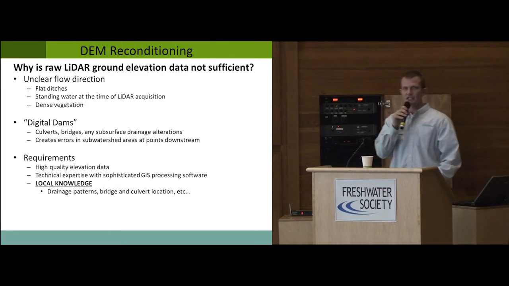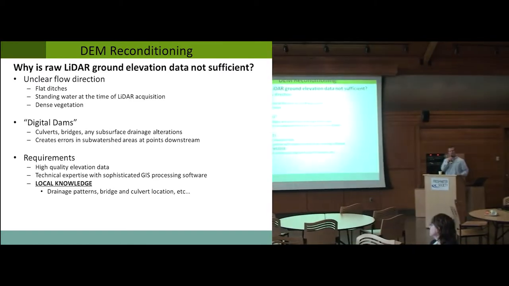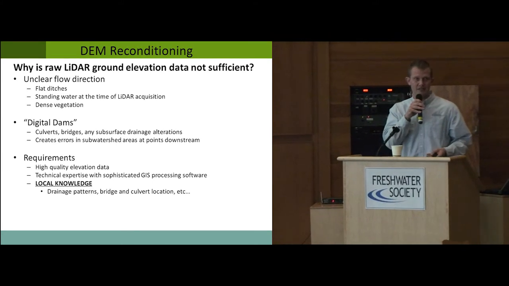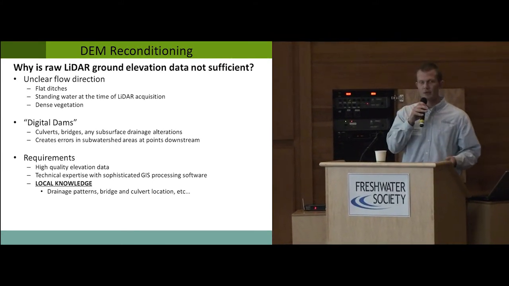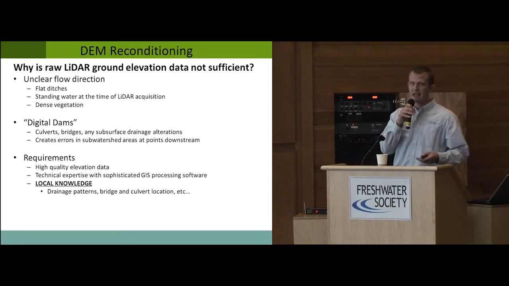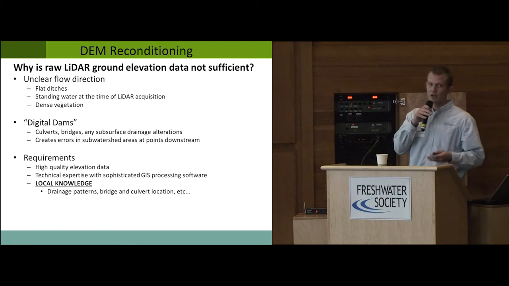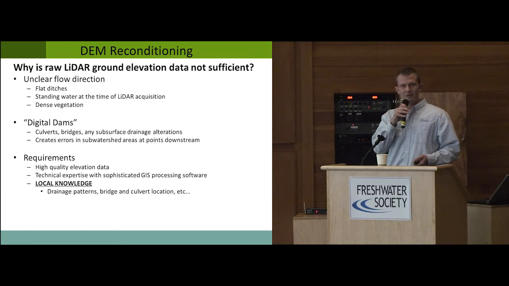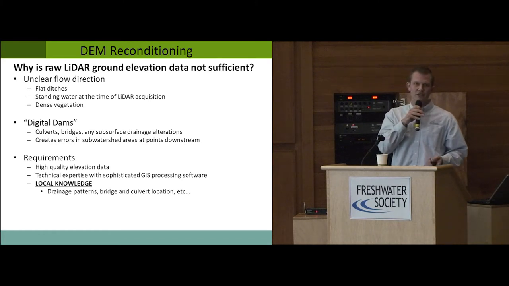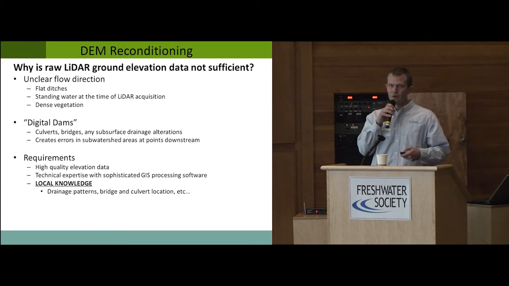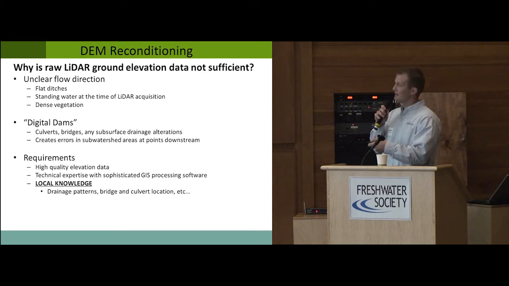Now, when we say reconditioning, essentially what we mean is, although LIDAR data is very good at depicting the surface of the Earth, it does have its limitations in terms of developing hydrologic parameters. Most notably, where you have roads and things of that nature, LIDAR fails to account for culverts and things that go through those roads at those locations. To correct for that, you have to have a local knowledge of the drainage patterns within that particular watershed. We commonly refer to these roads where there are culverts as digital dams.